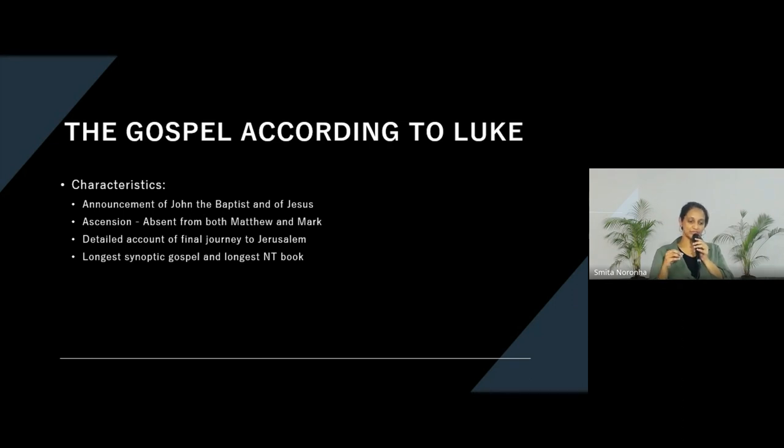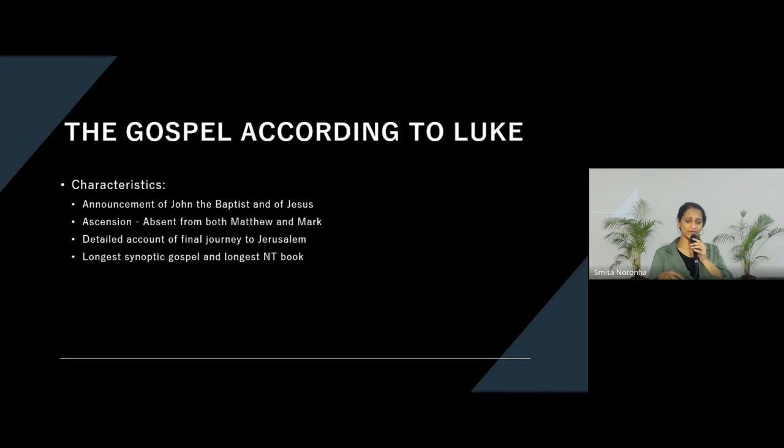The story of the angel going to Mary and telling her about the birth of Jesus, that she's going to have a baby and she's going to carry the Son of God. And then Mary meeting Elizabeth after that. So all of these details, how they meet each other before John the Baptist is born and before Jesus is born, all of this is recorded in Luke.